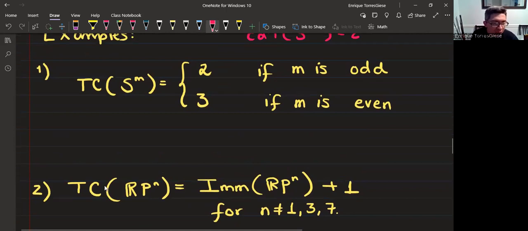This is due to Farber as well, Tabachnikov, and Yuzvinsky. They prove that the topological complexity of the projective space is essentially the immersion dimension of the projective space. So the immersion dimension is essentially the smallest dimension of a Euclidean space in which the projective space admits an immersion.